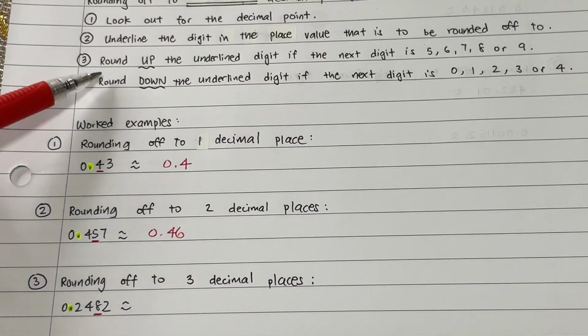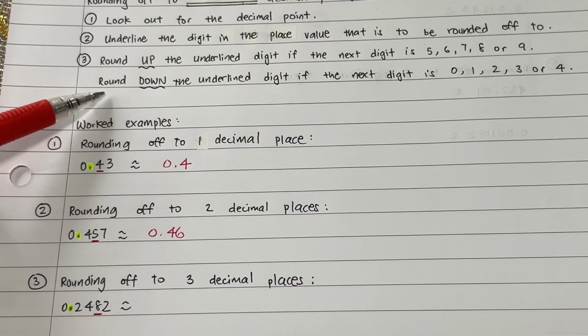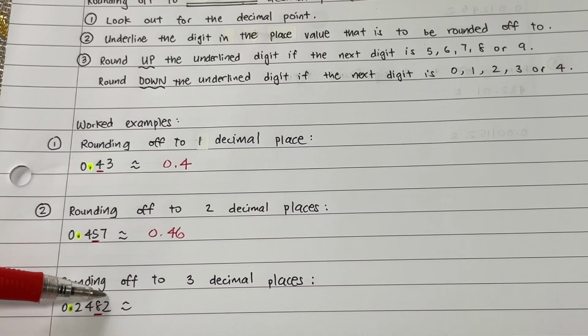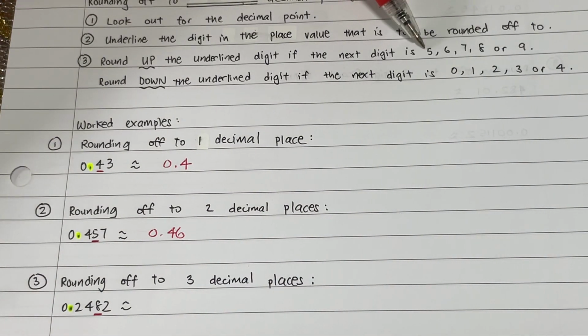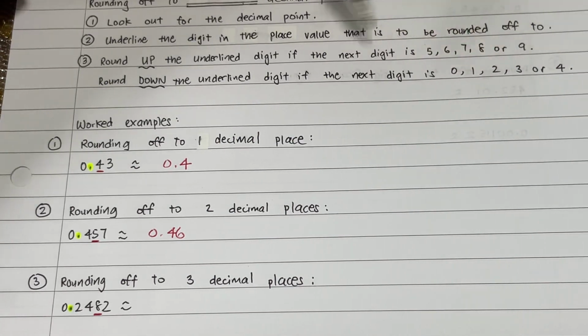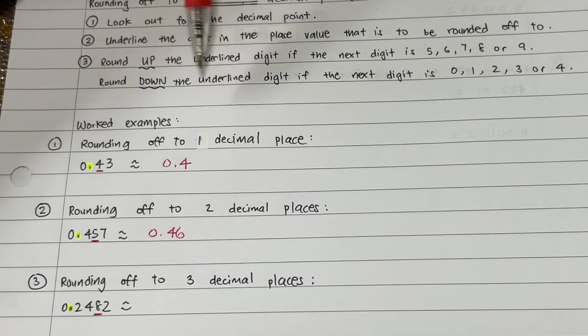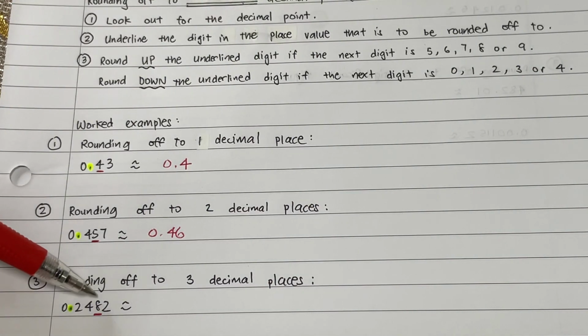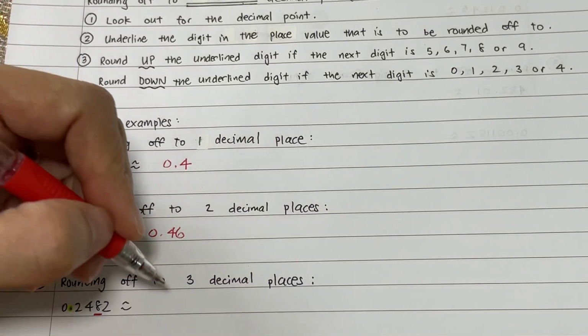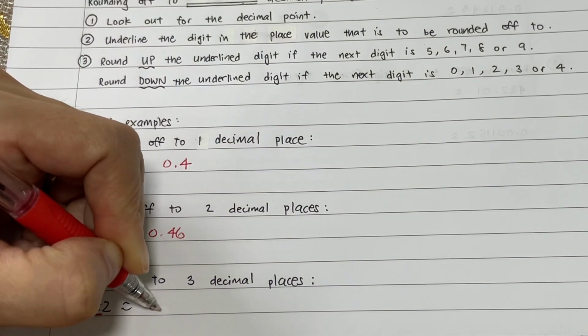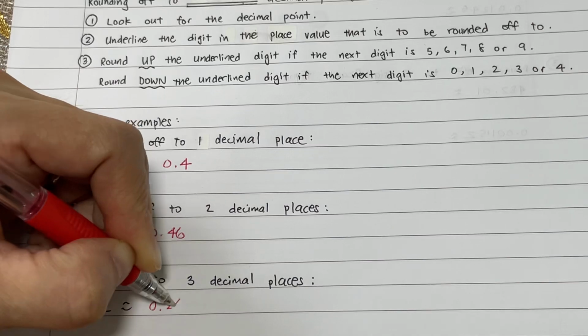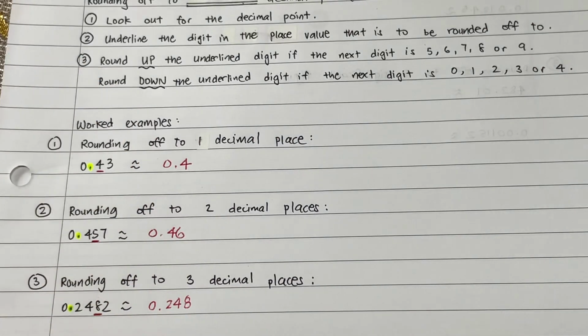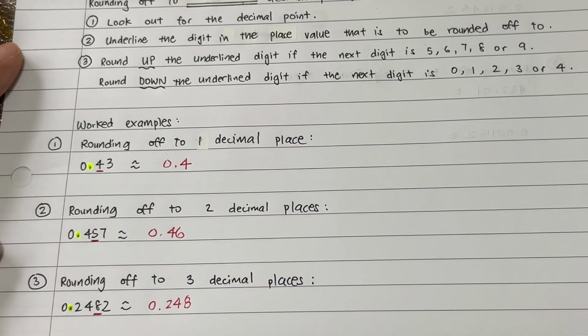Next, we have to decide whether to round up or round down. So the digit next to 8 is 2. Where does 2 belong to? Well, 2 belongs to the group that goes round down the underlined digit. So if we round down, we do nothing to the number 8 here. 3 decimal places, it will be rounded off to 0.248. And that will be our solution for the worked examples.